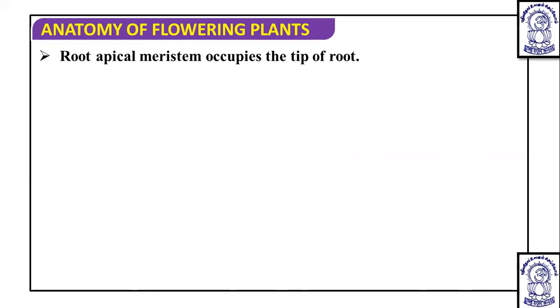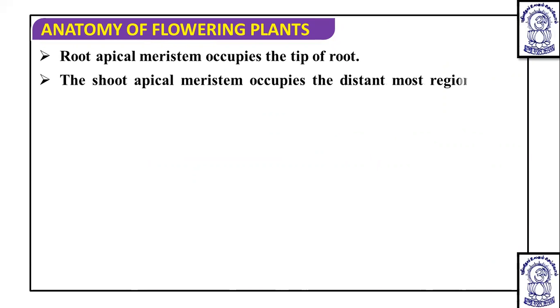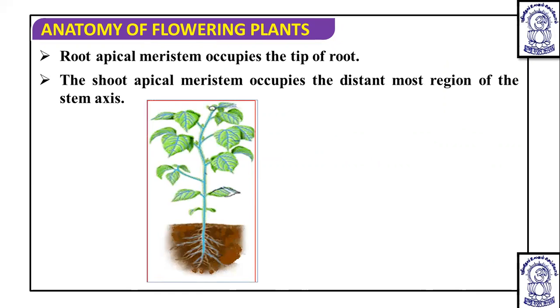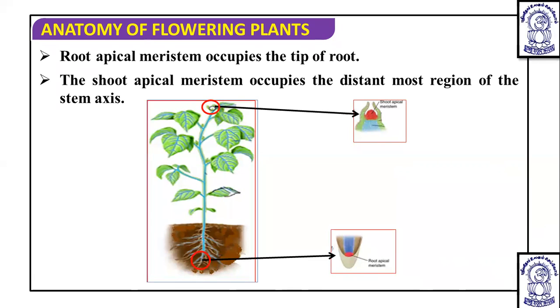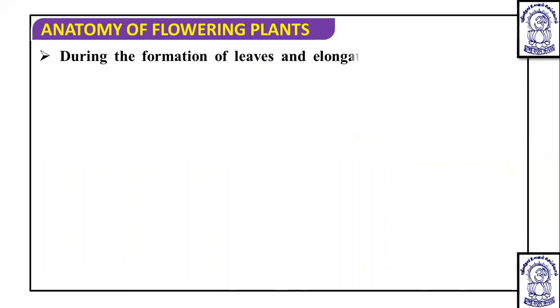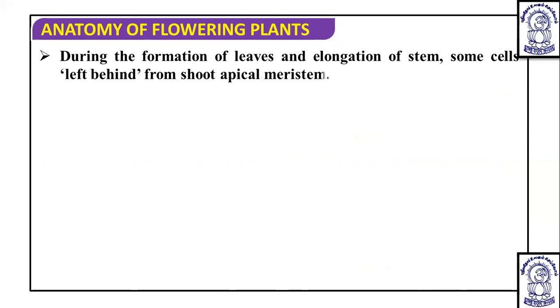Now, root apical meristem occupies the tip of the root, as we have discussed. The shoot apical meristem occupies the distal-most region of the stem axis. So this is the distal-most region, which is the shoot apical meristem, and this is the basal-most region, which is the root apical meristem. During the formation of leaves and elongation of stem, when stem elongates and new leaves are going to form, apical meristem is forming new leaves. It is helping in the elongation of stem. But at the same time, some cells are left behind from the shoot apical meristem. And the cells which are left behind from the shoot apical meristem constitute the axillary bud.